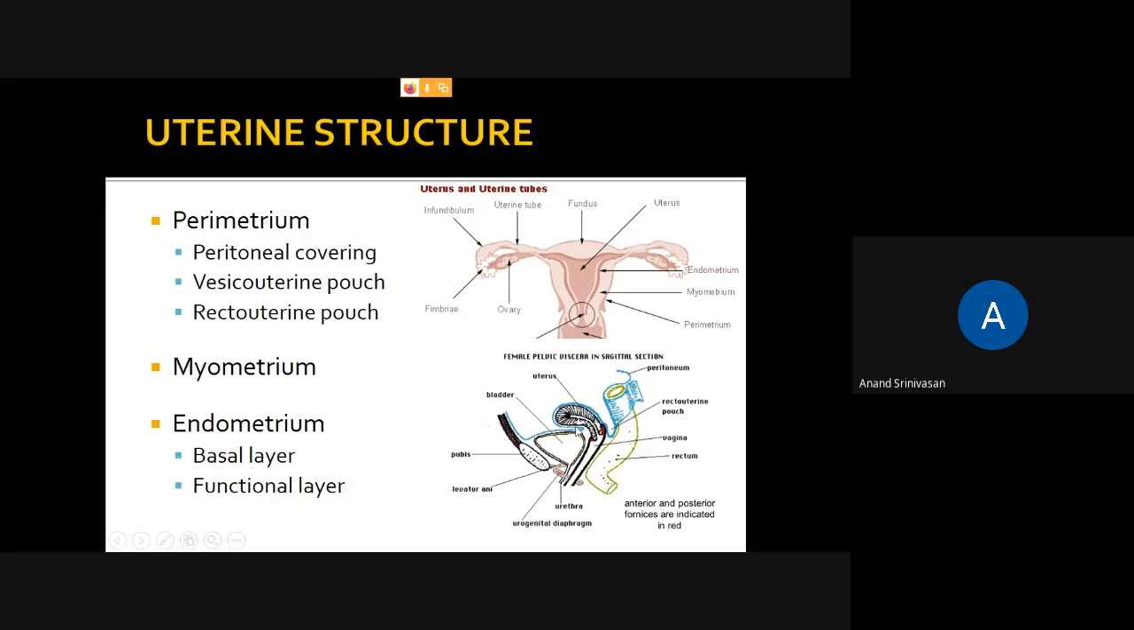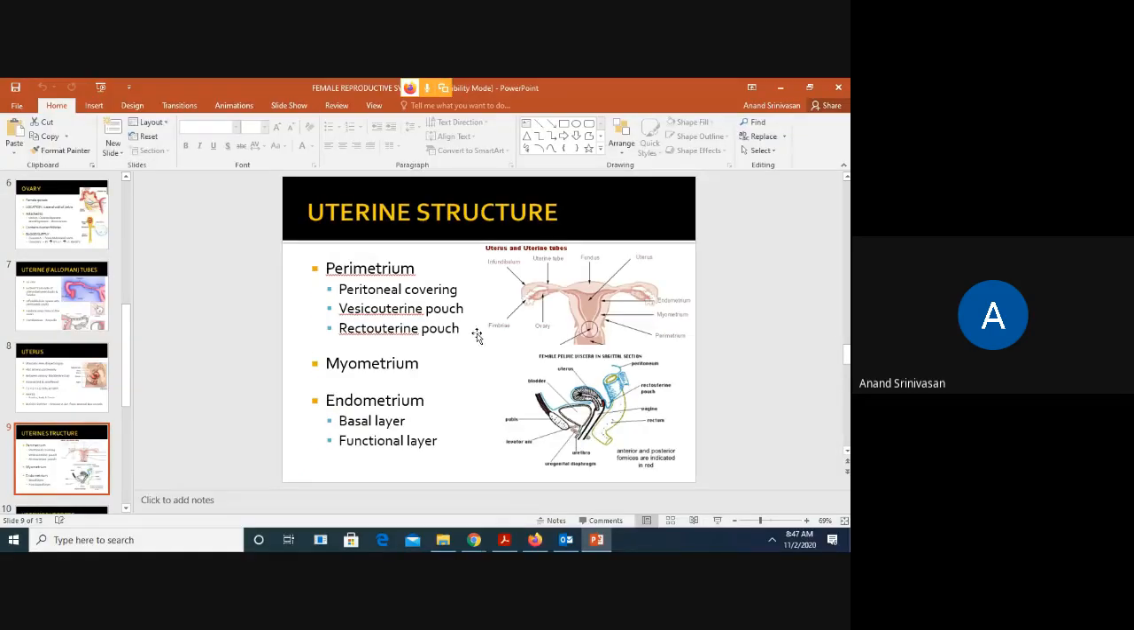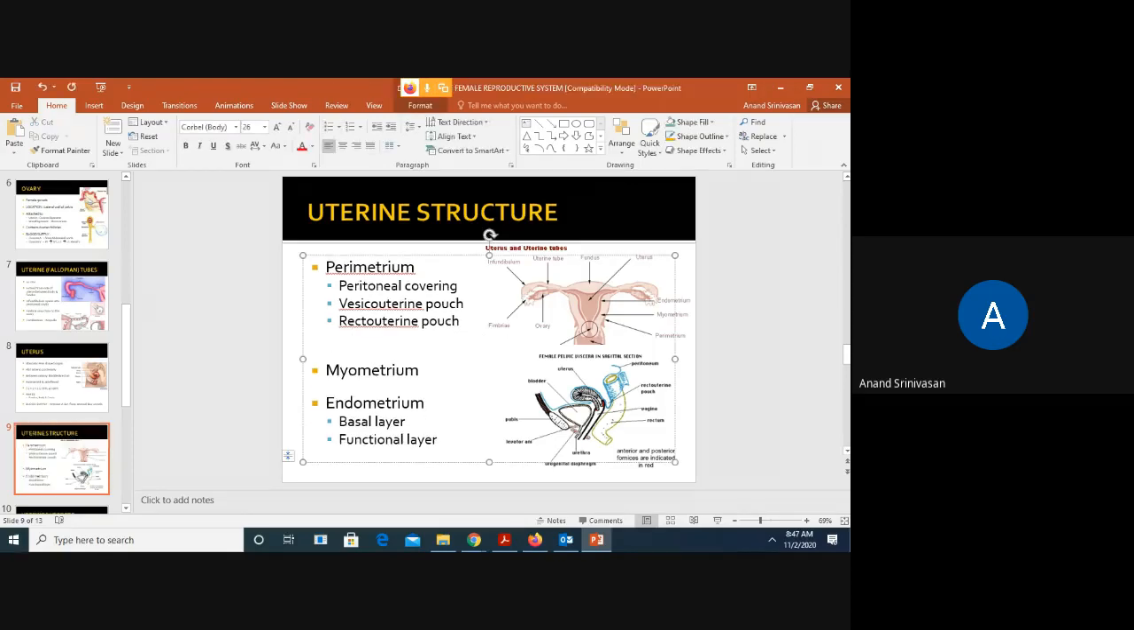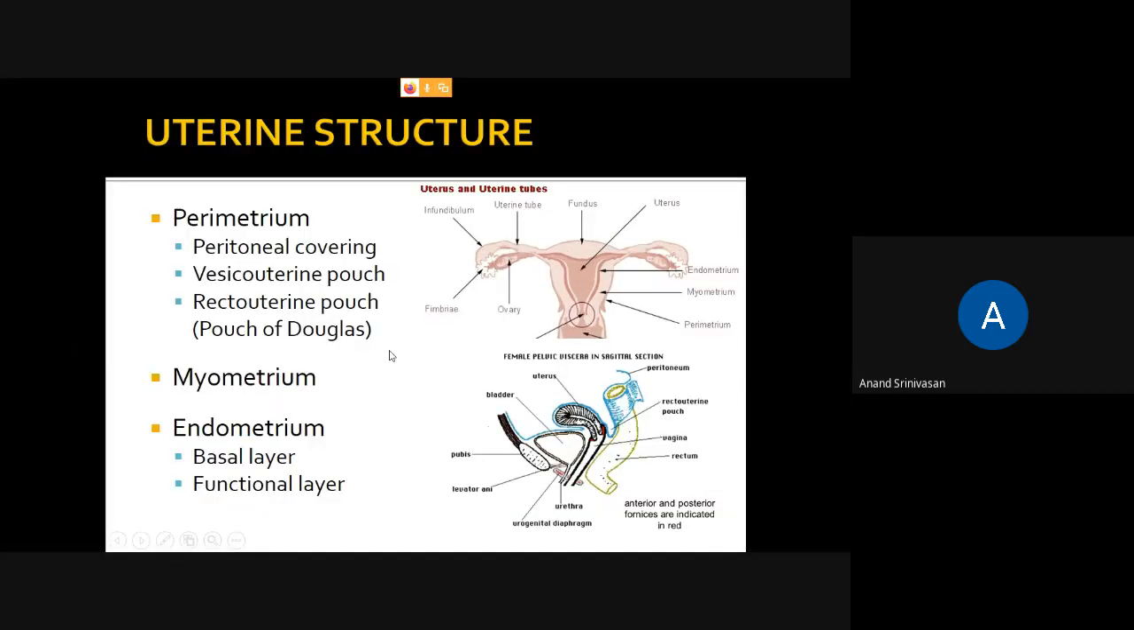Okay, so vesico-uterine pouch. The other pouch is found between the rectum and the uterus. This is called the recto-uterine pouch. This recto-uterine pouch is also called the pouch of Douglas. Please make a note of it.